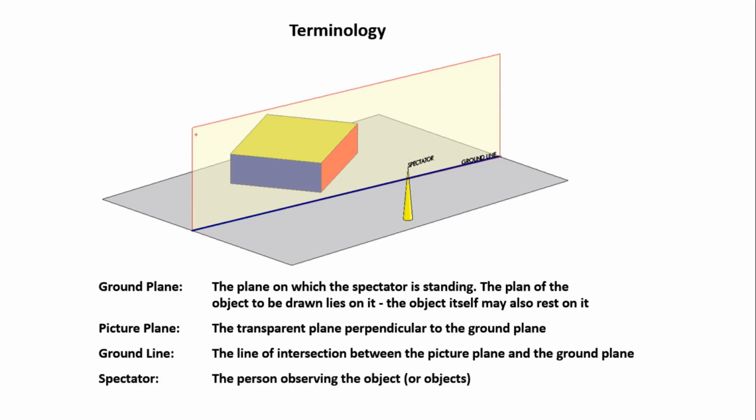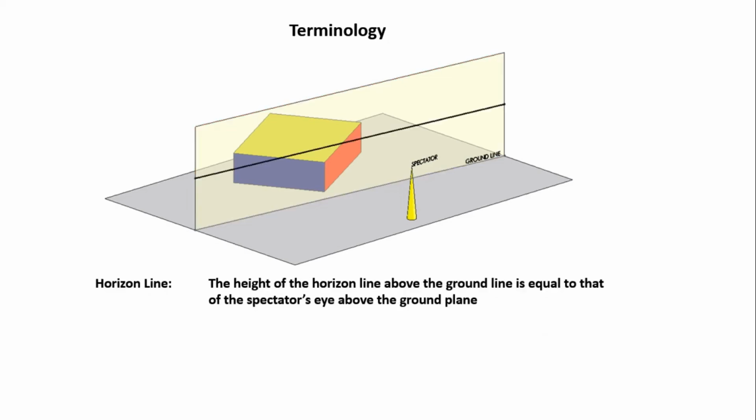Then the spectator, the person observing the object, or if there are multiple objects, the objects. Then the horizon line. The horizon line is a line, as we said earlier, which passes through the vanishing points, and the height of the horizon line above the ground line is equal to that of the spectator's eye above the ground plane.